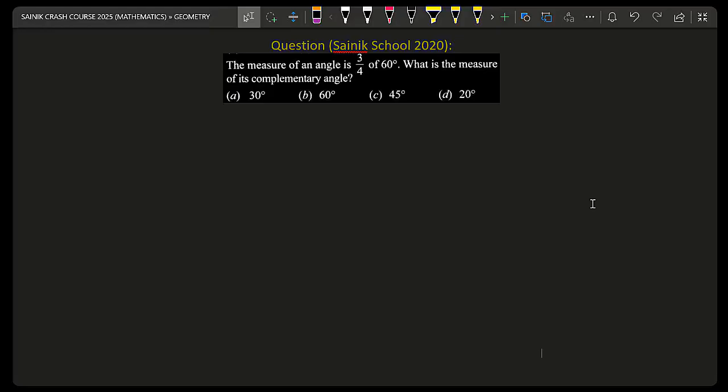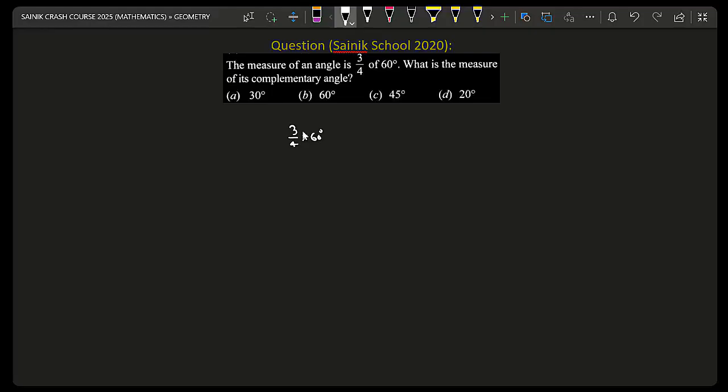Okay, there is an angle. The measure of an angle is 3/4 of 60 degrees. How to calculate 3/4 of 60 degrees, Manaswini? Sir, 3 by 4 into 60. Very good. 3 by 4 into 60 degrees. For this angle, what are they asking? Sir, complementary. How to find the complement of a given angle? Sir, 180 plus 90, sir. You'll add 90 to it.